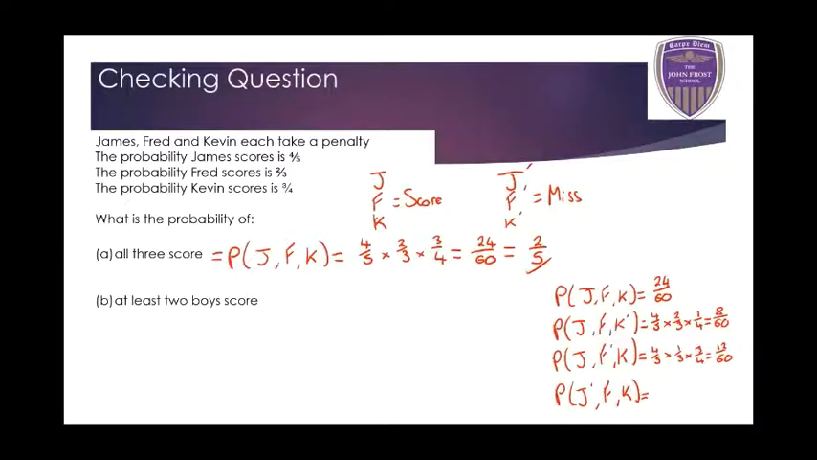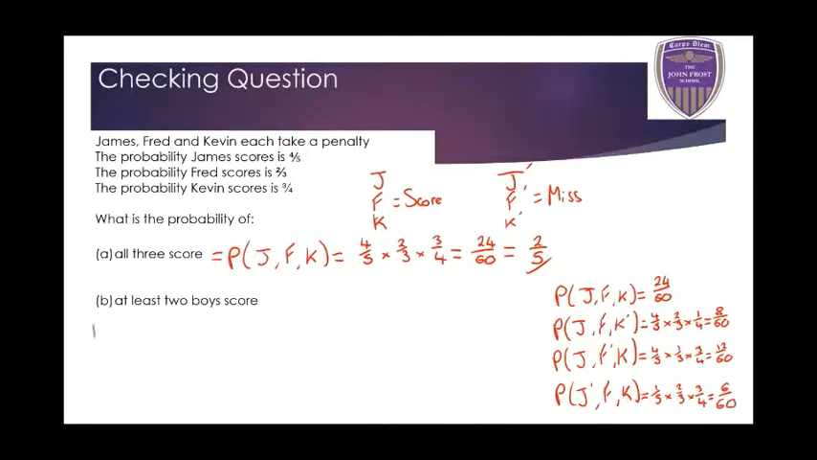And the final one, what is the chance that only James misses? Well, it's going to be a 5th chance of him missing. And then 2/3 for Fred, and then 3/4 for Kevin. Multiply them together, that gives you 6/60. Okay, so these are the outcomes of at least 2 boys scoring, okay?